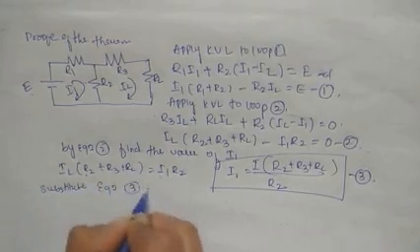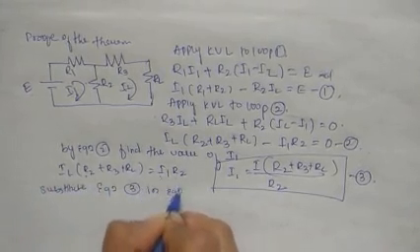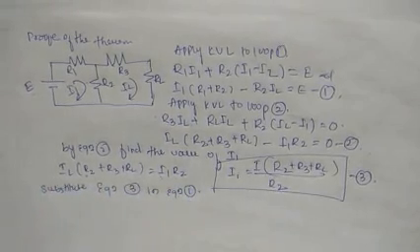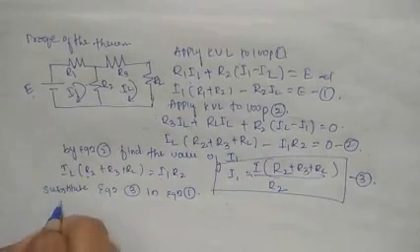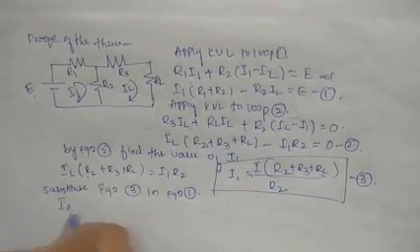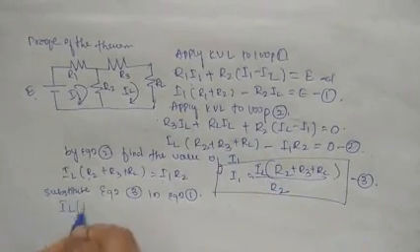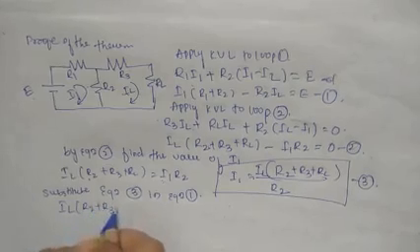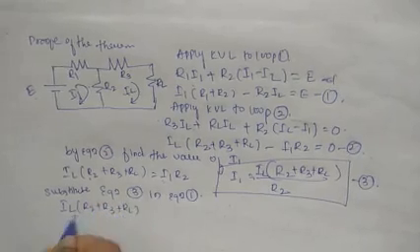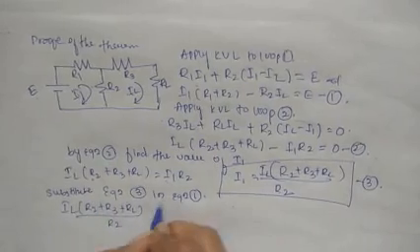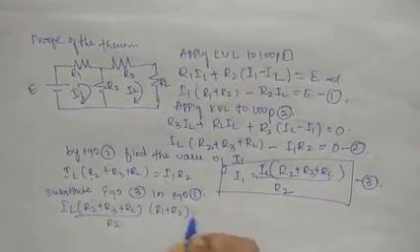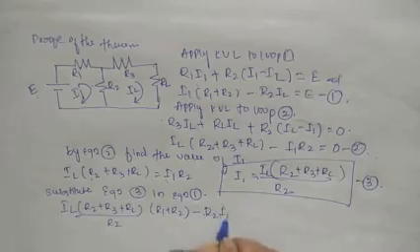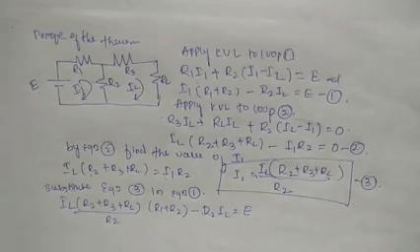equation 3 in equation 1. Substitute the I1 value. IL (R2 plus R3 plus RL) divided by R2, into (R1 plus R2), minus R2 IL equals E.